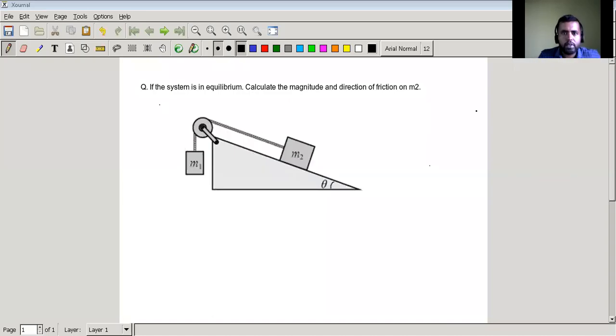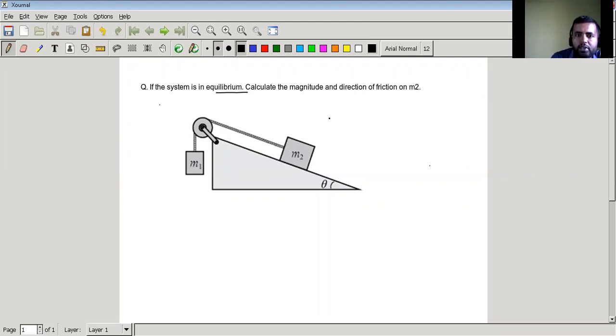Today we are going to discuss this question. If you read the question, it says that the system is in equilibrium. So this is the keyword. Then you have to calculate the magnitude and direction of friction on mass M2, on this block. It is assumed that this rope, or the string, is massless.